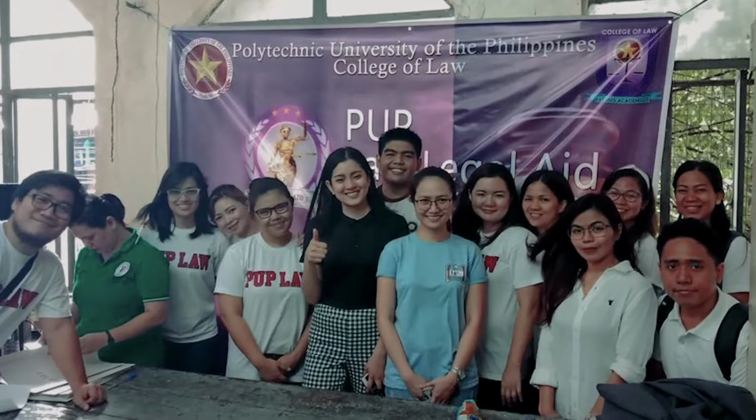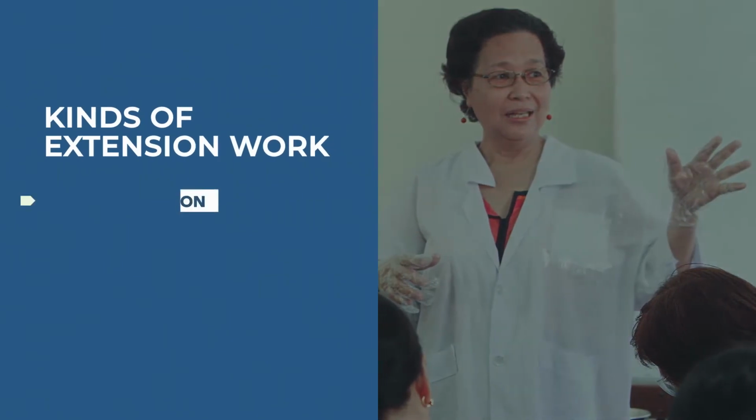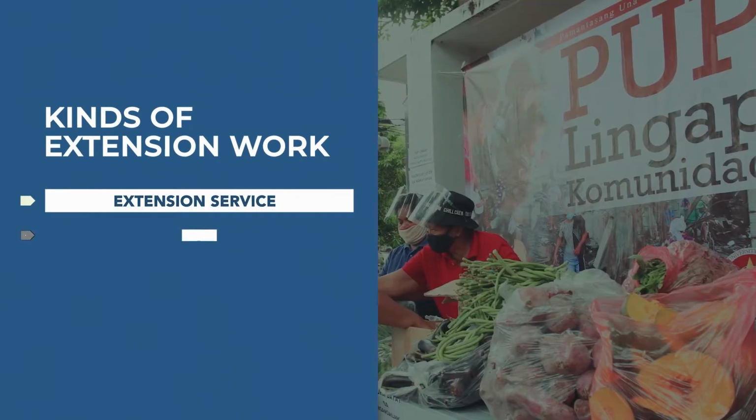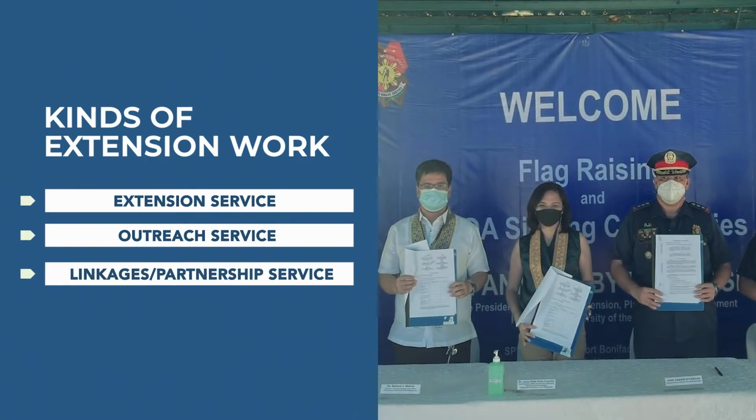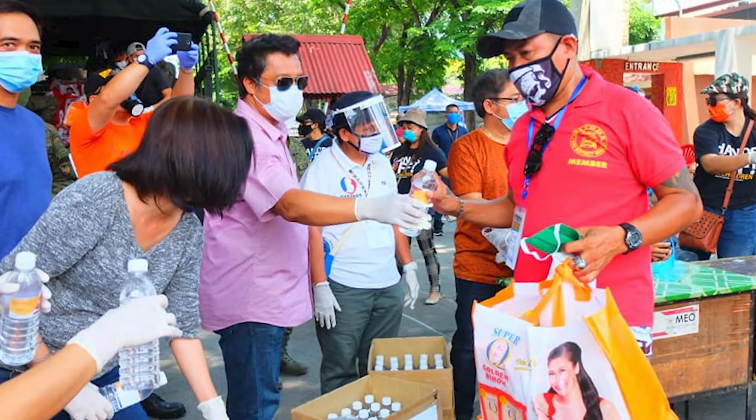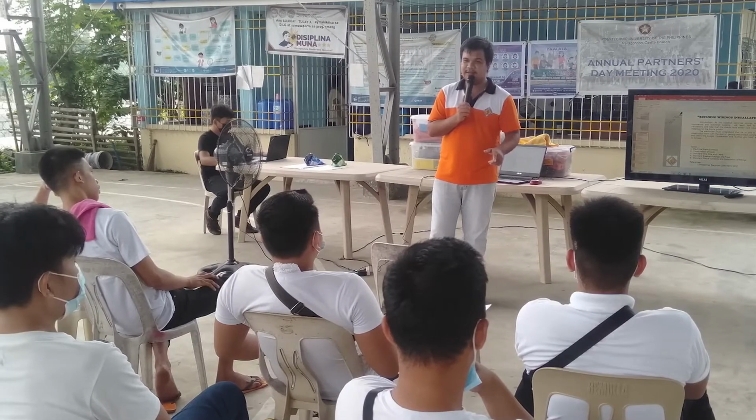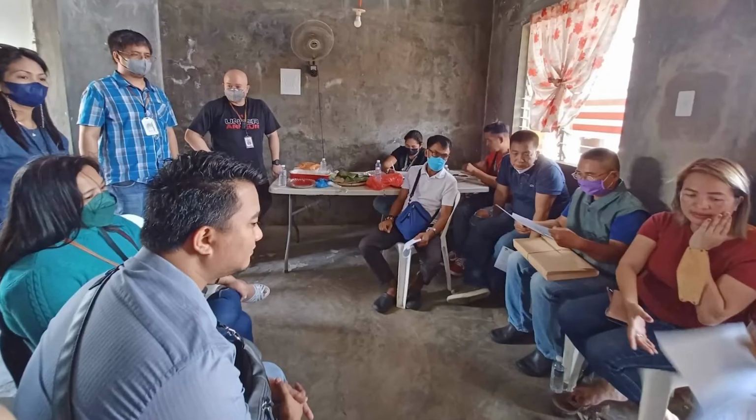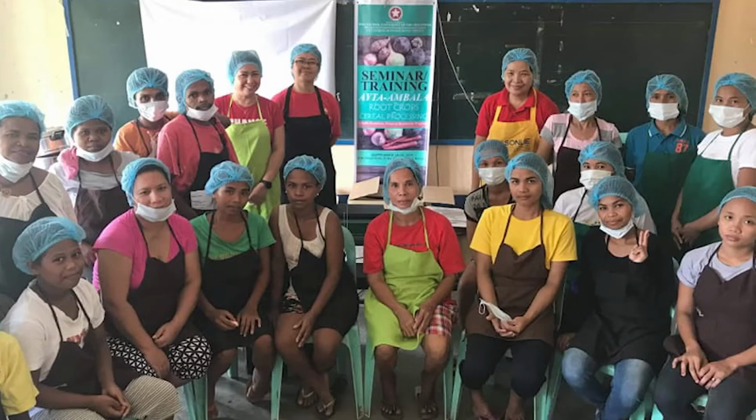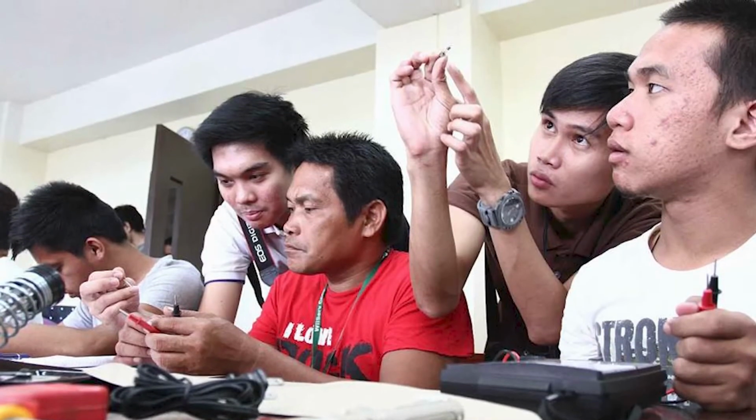The extension management of the university categorized its programs and projects into three kinds of extension work. These are extension service, outreach service, and linkages partnership service. The university's conduct of the extension program can be better explained by defining the concept of community extension. Community extension is voluntary, research-based assistance in various forms rendered to partner beneficiaries by the faculty, administrative staff, and students of the university.